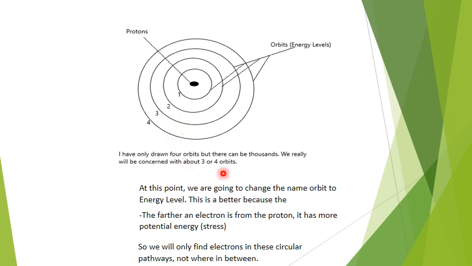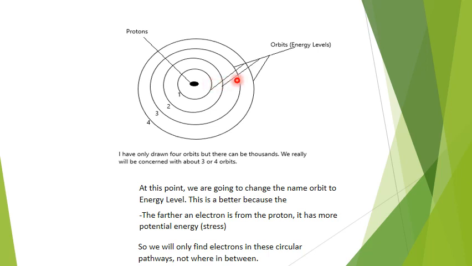Okay. So the other thing is that we're not going to call them orbits anymore, because we're not really sure if they spin around the atom. We actually have a different way of describing it, but we do know that the further an electron is away from the proton, the more stress it has in it, just like the 10-foot book had more stress in it than the 3-foot book.